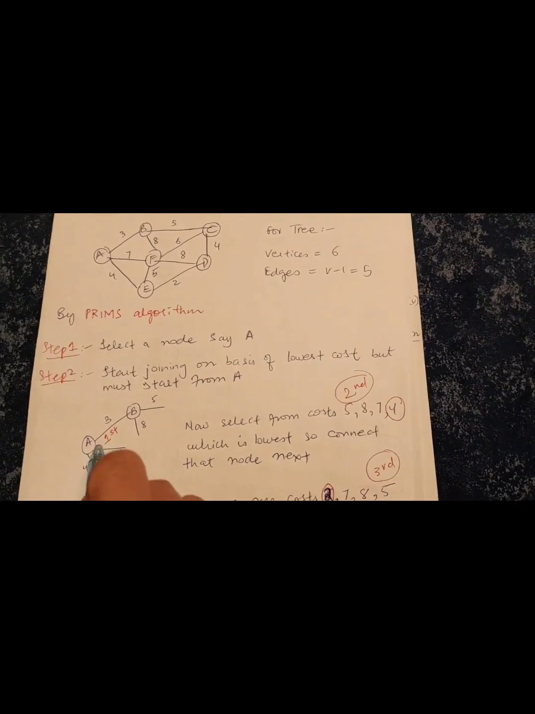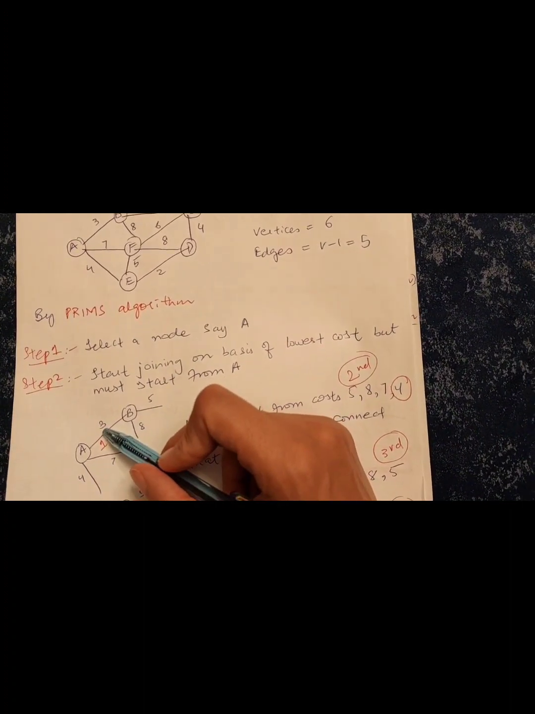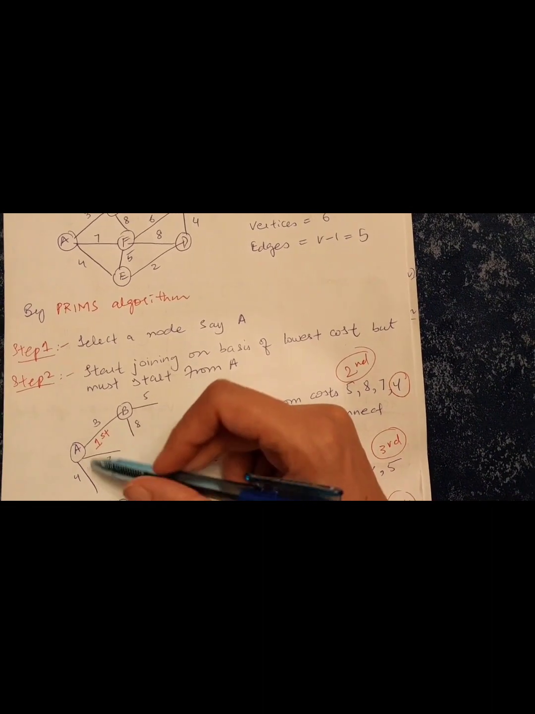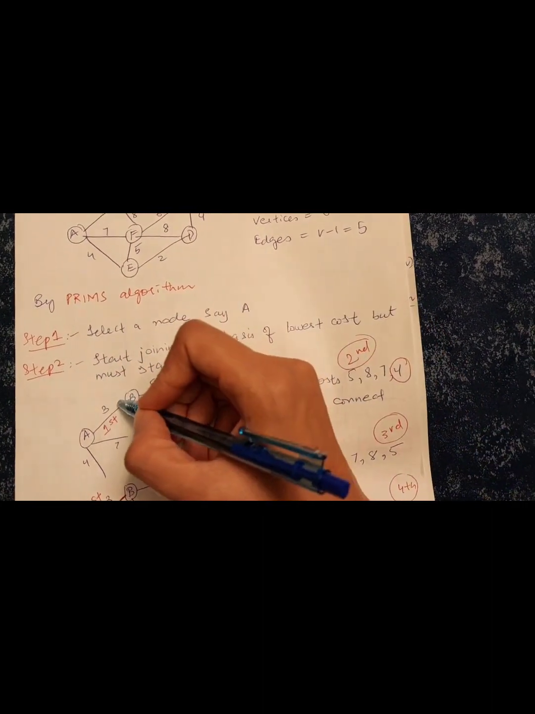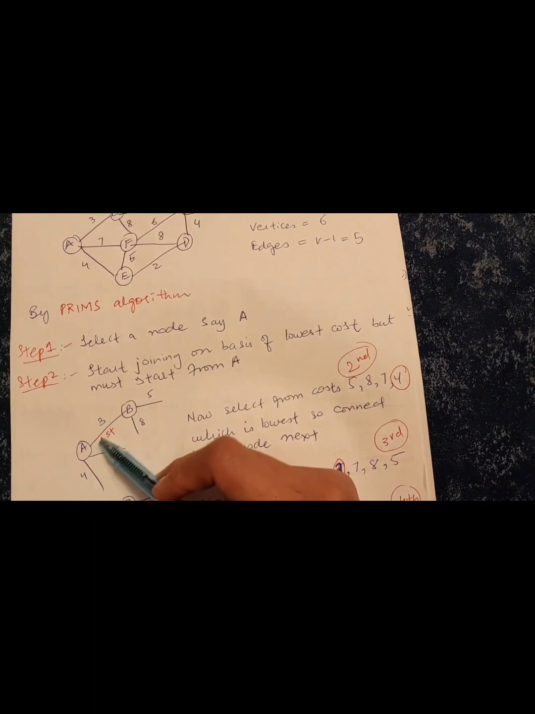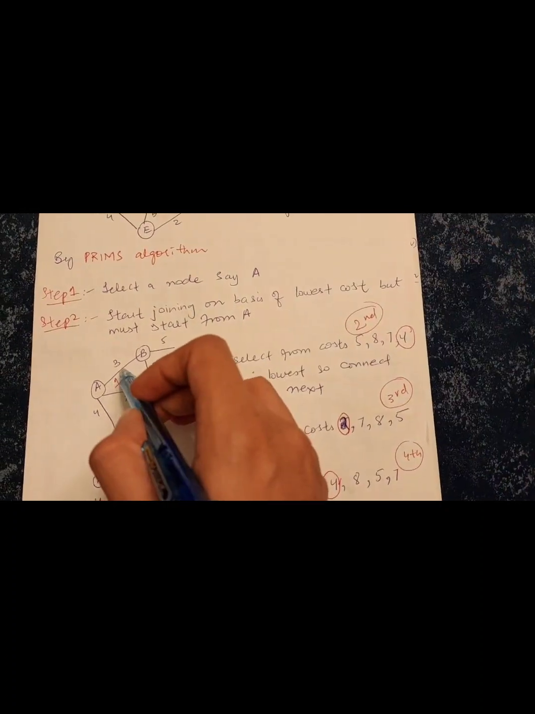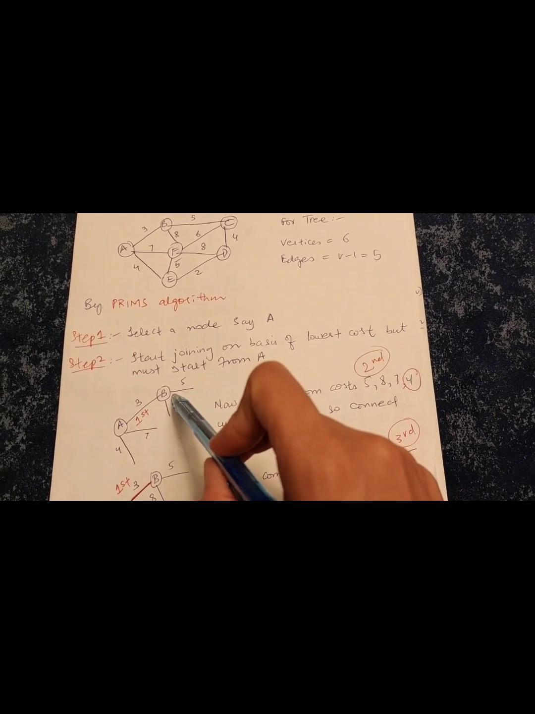So we are starting from A and we see that A has a connection with B with a cost of 3, A has a connection with E with a cost of 4, and A has a connection with F with a cost of 7. Out of these three, 3 is minimum, so we will make this connection as my first connection out of these 3 comparisons.